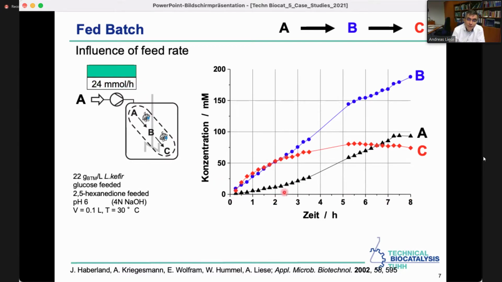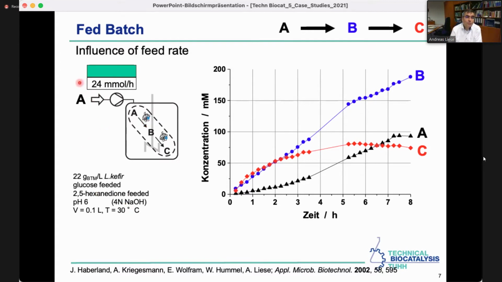Now, if during our batch A is accumulating, what you see here, then the feed rate is not adjusted to the biotransformation rate. Or in other terms, the feed rate is too high in relation to the activity we have in this reactor. So there are two ways. We can either increase activity in the reactor, so add more cells, or lower the feed rate. That would be the consequence. And since we wanted to increase the productivity per amount of cells, our target would be to decrease the feed rate. Okay?